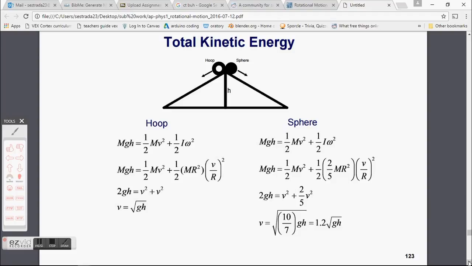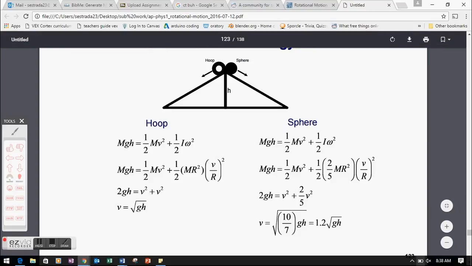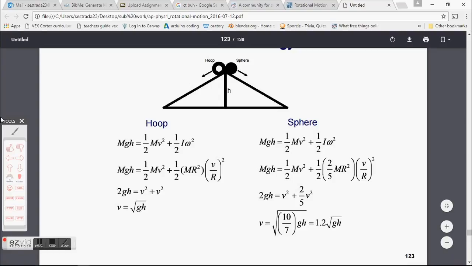Let's go ahead and talk about how you would solve for the actual velocity. Because how do you know how much energy goes into translational, how much energy goes into rotational? So let's remember this relationship over here.